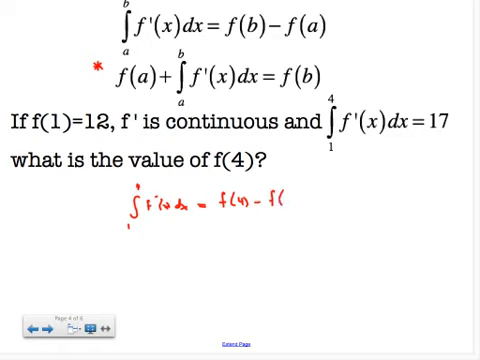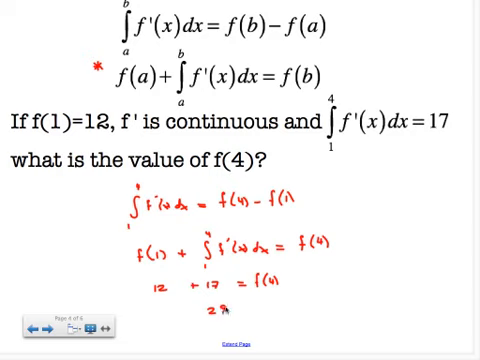Our goal is to solve for f of 4. So if I add f of 1 to both sides, I'll have f of 4 isolated. And if you look up, this is the same formula that's written up there, just with 1 plugged in for a and 4 plugged in for b. So we can evaluate now the value of f of 4 if we know the value of the integral and the starting value at f of 1. f of 1 was 12, the value of the integral is 17, and so f of 4 is going to be 29.